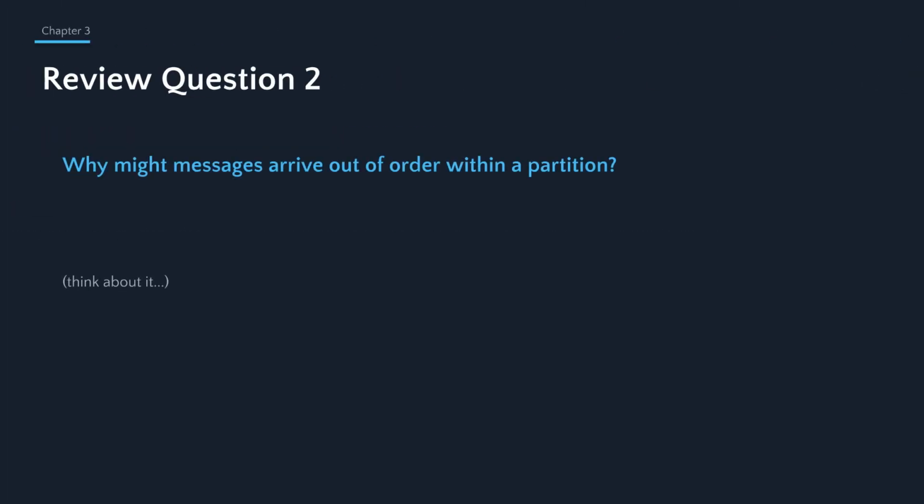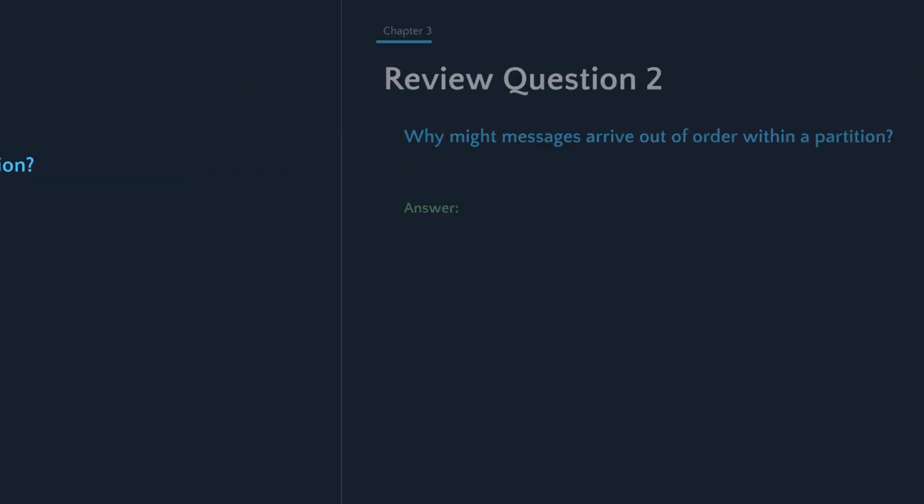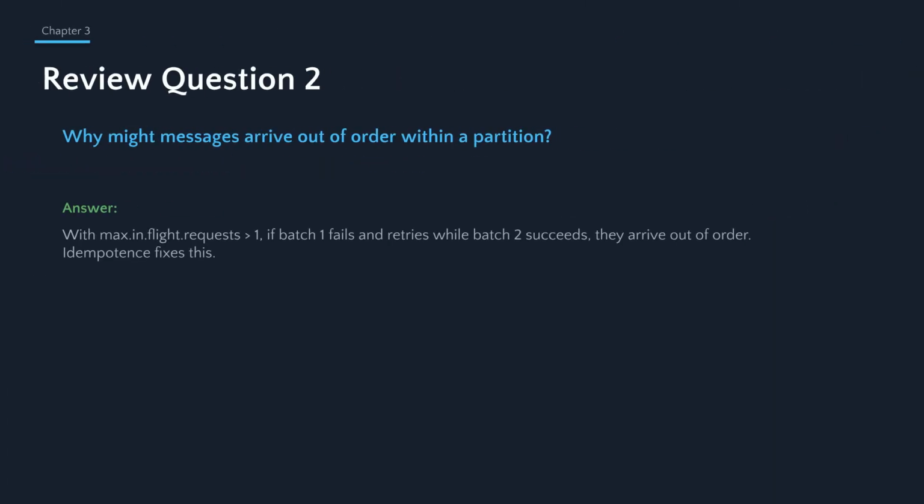Review question 2. Why might messages arrive out of order within a partition? Answer. With max.in.flight.requests greater than 1, if batch 1 fails and retries while batch 2 succeeds, they arrive out of order. Enabling idempotence fixes this by using sequence numbers to restore order.